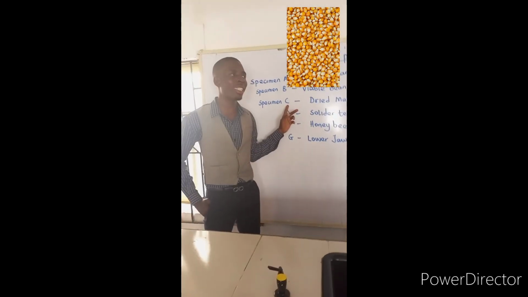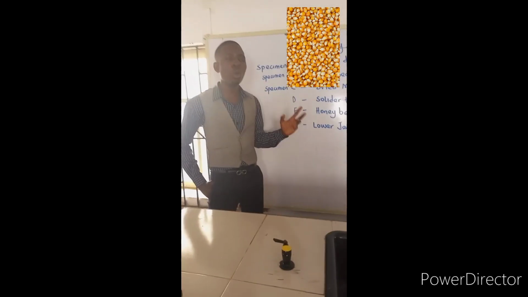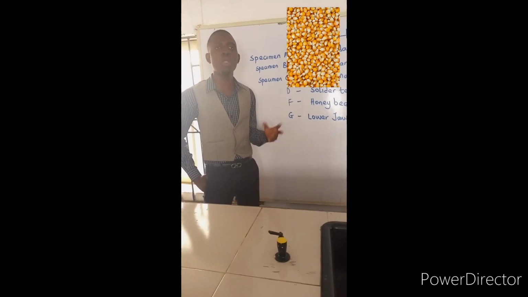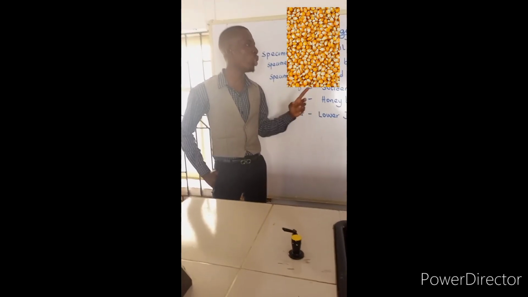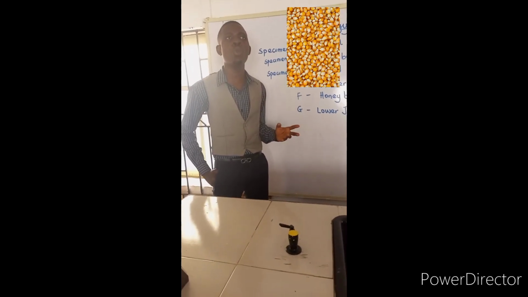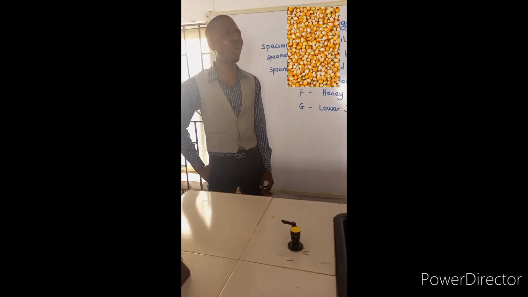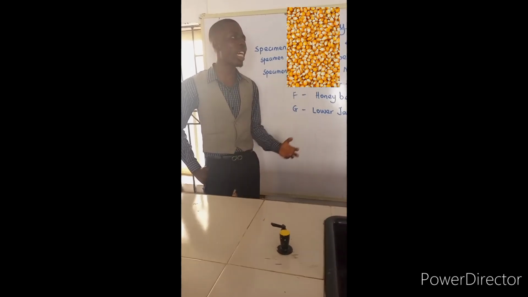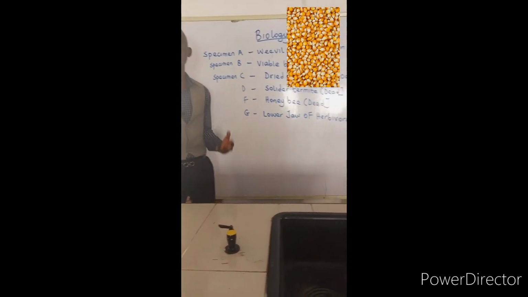After adding your specimen C plus your iodine solution, blue-black coloration will be produced. Once blue-black coloration is produced, you can draw a conclusion that carbohydrate is present. Now, another question they can ask: what is the importance of carbohydrate?